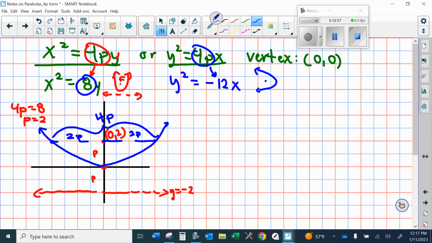And why do I know that? Because the focus has to be on the inside. And I know p is negative 3. Okay, because I have 4p equals negative 12, so p is negative 3, so that means I'm going from the vertex left 3. And remember the focus has to be on the inside, so that means the parabola has to open like that, and the directrix will be out over here. So when I'm done, I better have something like this. All right, so let's go ahead and graph that now.